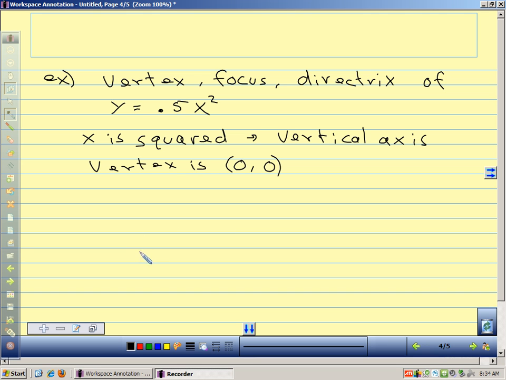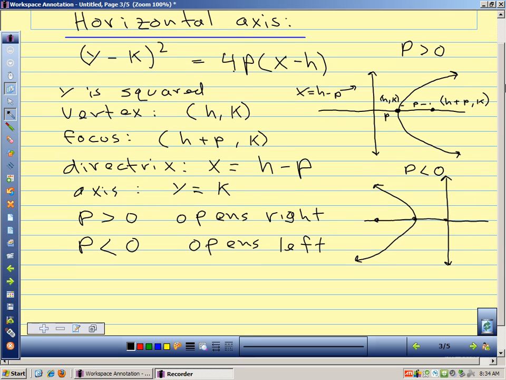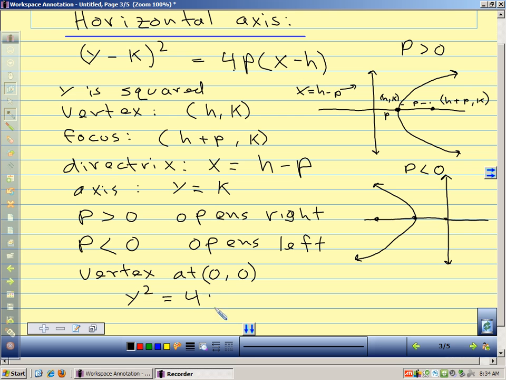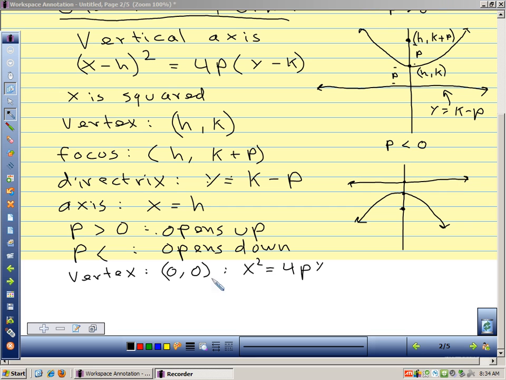Let me backtrack really quick. One thing I wanted to add to our horizontal axis: if the vertex is at (0, 0), our equation is y squared equals 4px. So if our vertex is at (0, 0), I just have the x, and I don't have anything subtracting from the y or from the x. There's nothing like that for the vertical though? Yeah, we did that for the vertical as well, down here at the bottom. If the vertex is at (0, 0), our standard equation is x squared equals 4py. All right, so let's go back to our example.